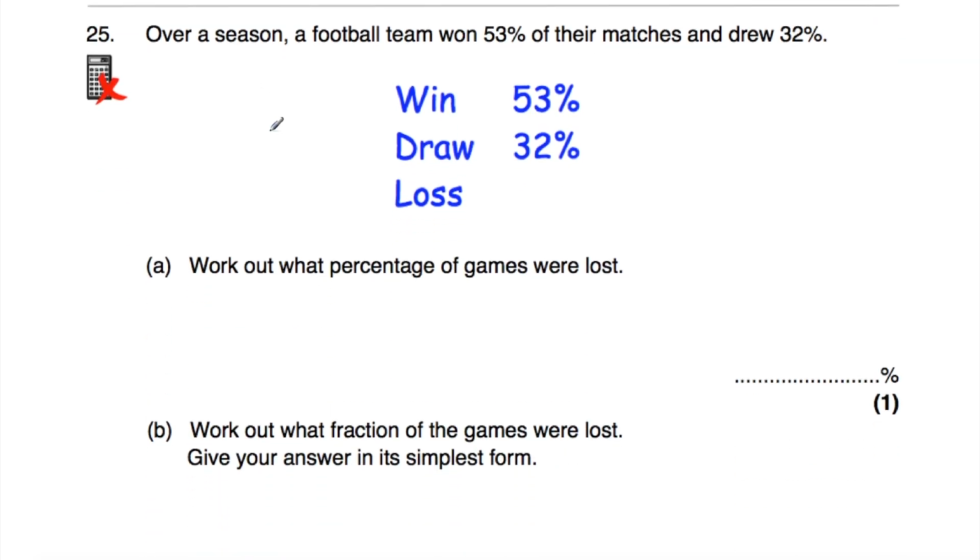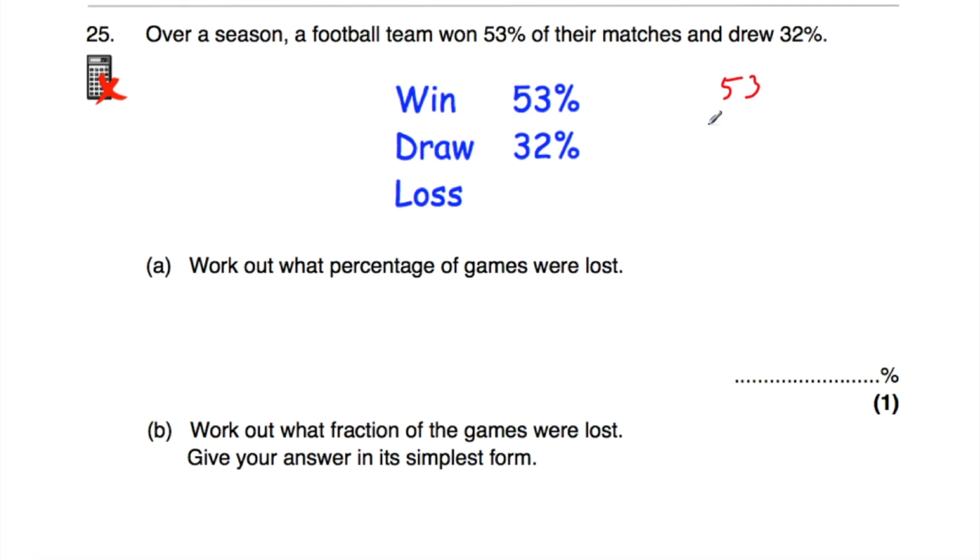Okay, let's look at our next question, question number 25. Question number 25 says, over a season, a football team won 53% of their matches and they drew 32% of the matches, and part A says what percentage of the matches were lost. So we want to work out what percentage of the matches were lost. In terms of the football team, they can either win, draw or lose the matches. There's no other possible outcomes. So it means that these percentages will need to add together to be 100.